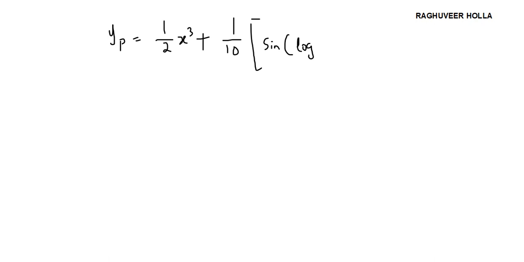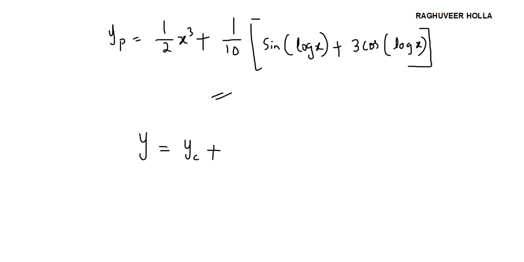Now yp will be p1, which we already found, 1 by 2 times x cube, plus 1 by 10 multiplied by sin of log x plus 3 times cos of log x. So what we found is yp. So y is equal to yc plus yp. So this is the solution of the differential equation.